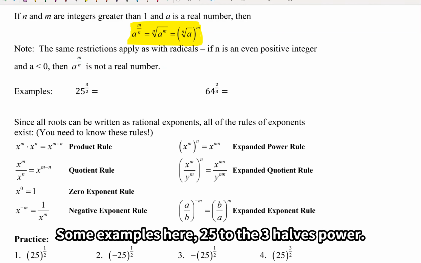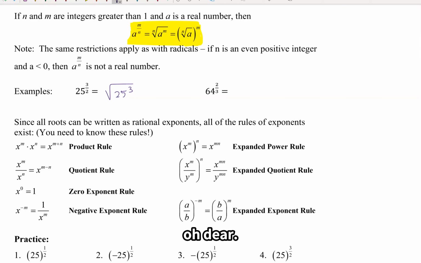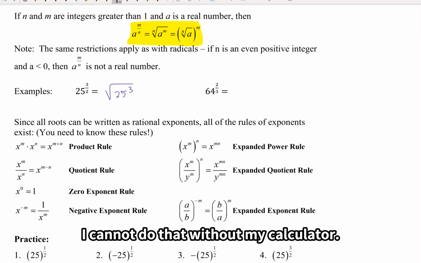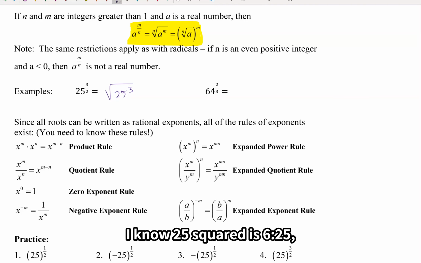Some examples here. 25 to the 3/2 power. We can look at this as, I'm going to take the first way, square root of 25 to the 3rd power. Oh dear, I cannot do that without my calculator. I know 25 squared is 625, but multiply by another 25, that's really hard. So let's switch it around.